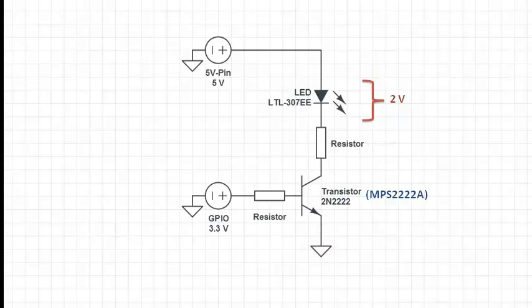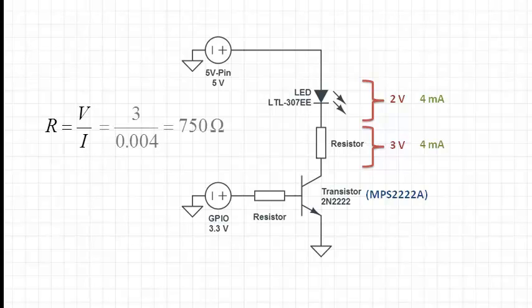The first thing we need to do is calculate the resistance of the resistor next to the LED. Since the LED requires 2 volts, the resistor must have the remaining 3 volts across it. We only want 4 milliamps to pass through the LED, so we will also have 4 milliamps passing through the resistor. Using Ohm's law, this gives a required resistance of 750 ohms.